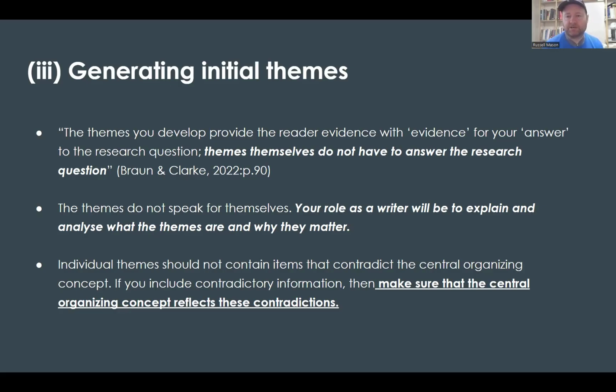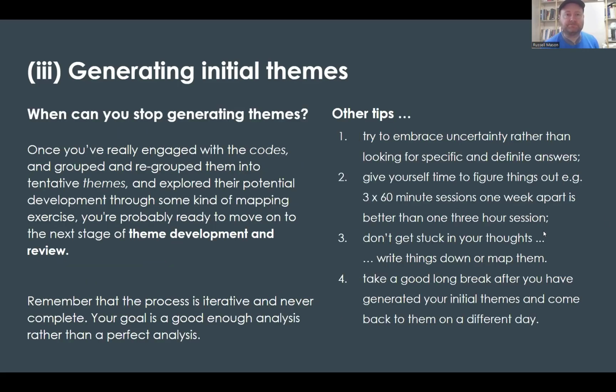So, as I said already about contradiction, the final one on this PowerPoint, individual themes should not contain items that contradict the central organizing concept. If you do include contradictory information, then make sure that the central organizing concept reflects these contradictions. So there should be no contradictory elements under that theme. If there are, you should consider either removing them, obviously, or refining the theme so it captures that contradiction.